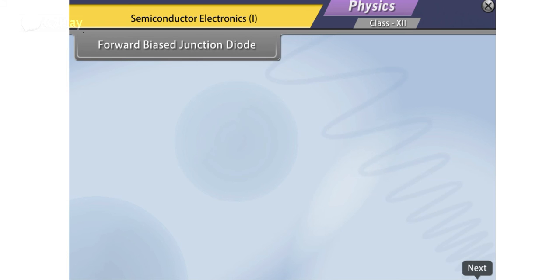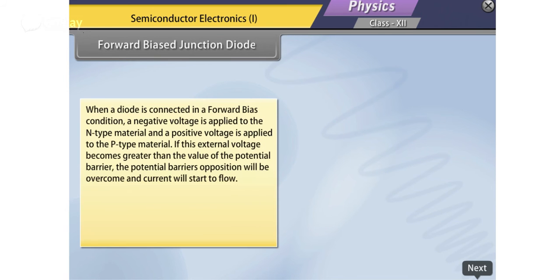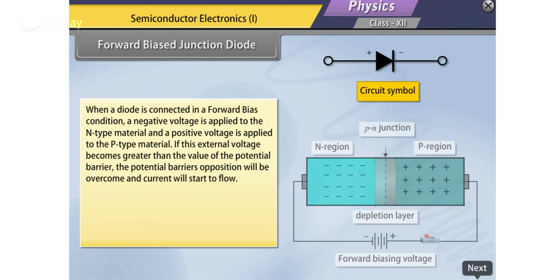Forward biased junction diode. When a diode is connected in a forward bias condition, a negative voltage is applied to the N-type material and a positive voltage is applied to the P-type material. If this external voltage becomes greater than the value of the potential barrier, the potential barrier's opposition will be overcome and current will start to flow.